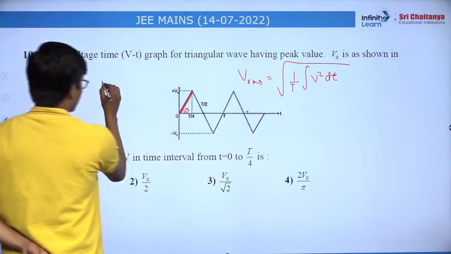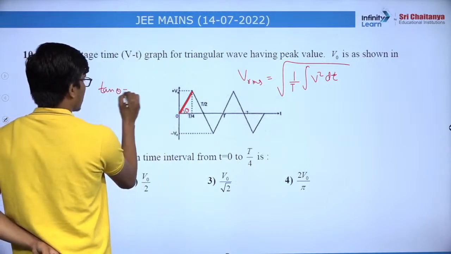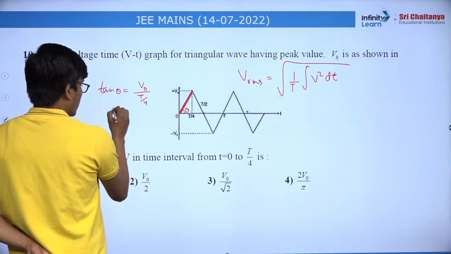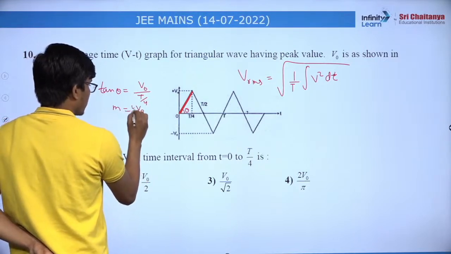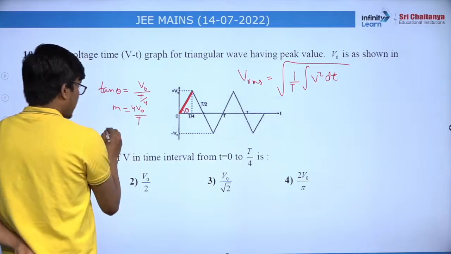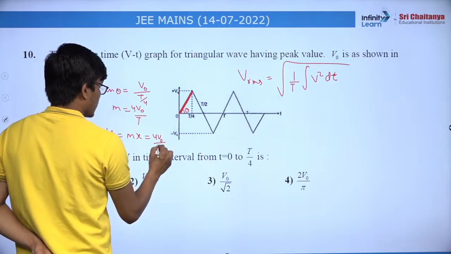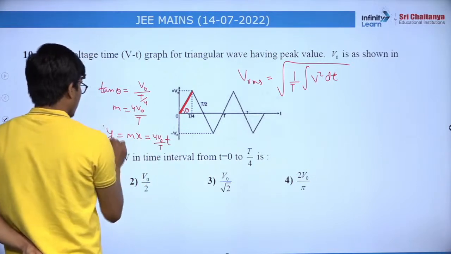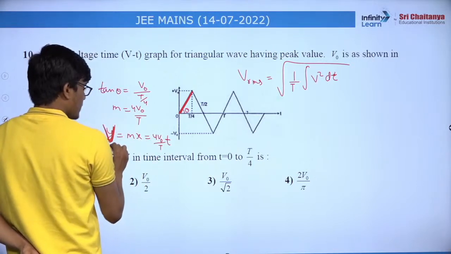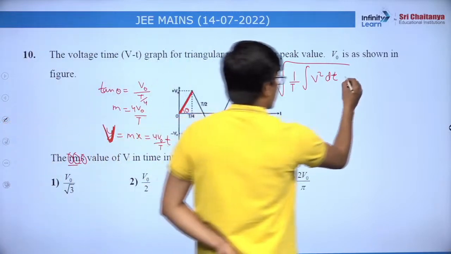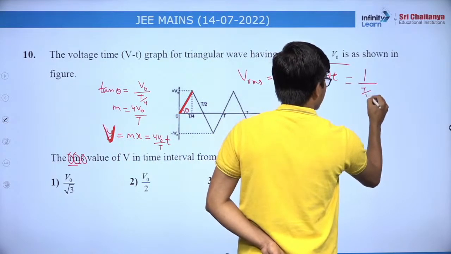If this angle is theta, then definitely you can write tan theta is perpendicular upon base, right? So basically it's the slope of this line. And how do we write the equation of this line passing through the origin? You can write it like this. Y is basically V. So V is related to the time with a linear relation. Just put here 1 by total time, which is T by 4.